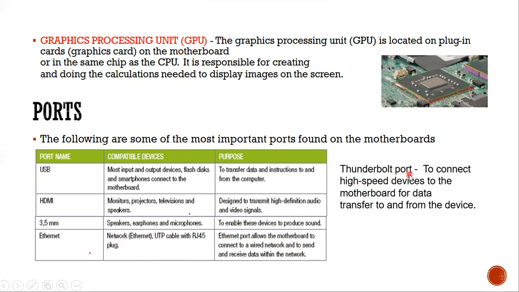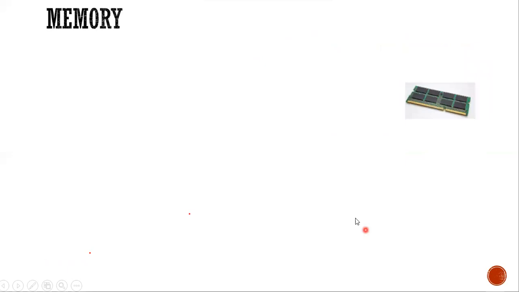The Thunderbolt port is used to connect high-speed devices to your motherboard. So your Thunderbolt port is a very fast port for high-speed devices. It allows the transfer of data to and from the device.